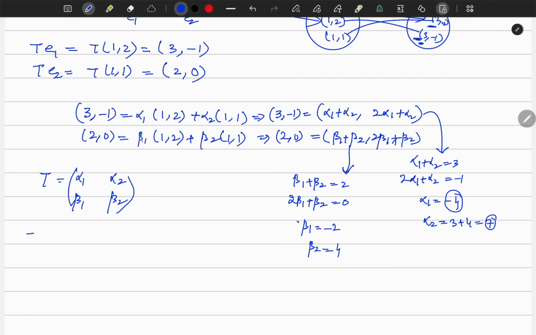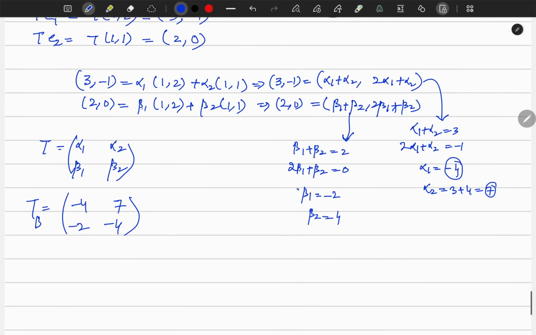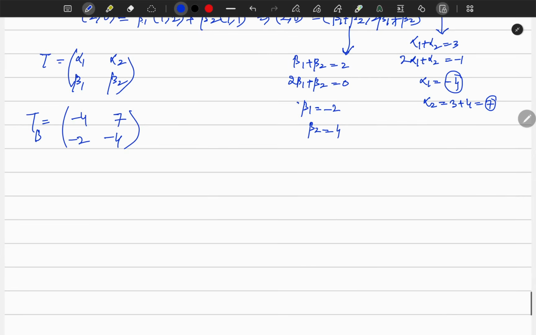So now apply the T on the basis. So your alpha 1 is minus 4, this is 7, this is minus 2, this is 4. This is the matrix associated with the given basis B. So this is the way how you can find the matrix. Now the range will be the same, minus 4, 7, minus 2 and 4.